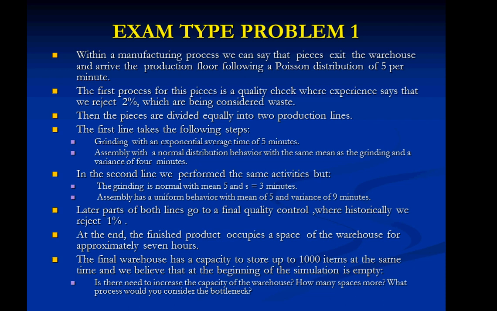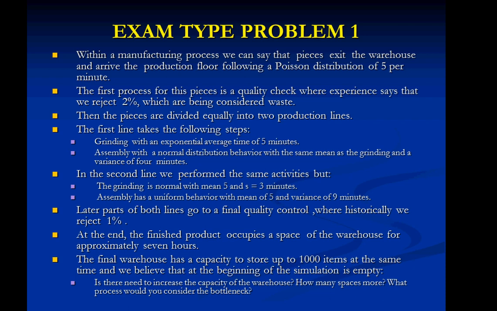In the second line, we perform the same activities, but the grinding is normal with a mean of 5 and a standard deviation of 3 minutes, and the assembly has a uniform behavior with a mean of 5 and variance of 5 minutes. Later, parts of both lines go to a final quality control where historically we reject 1%. At the end, the finished product occupies a space of the warehouse for approximately 7 hours.